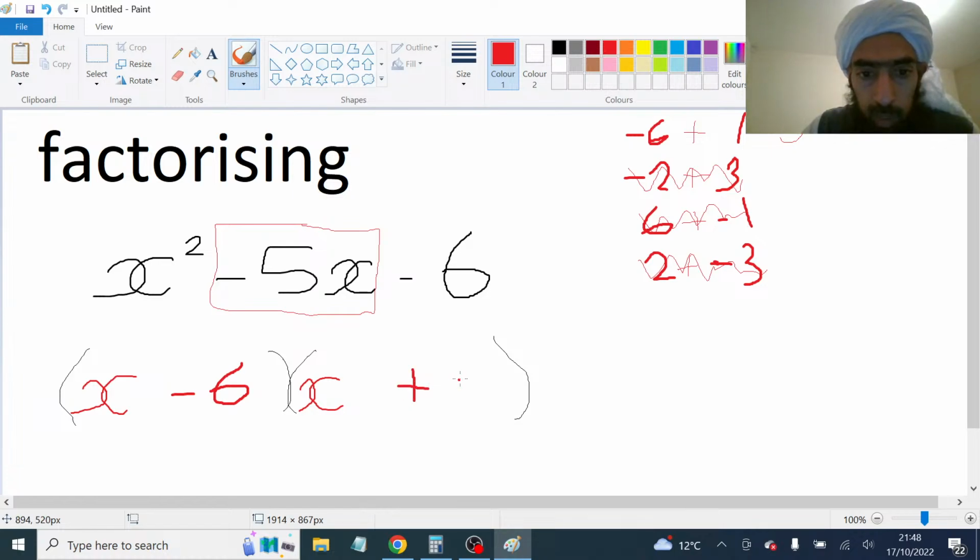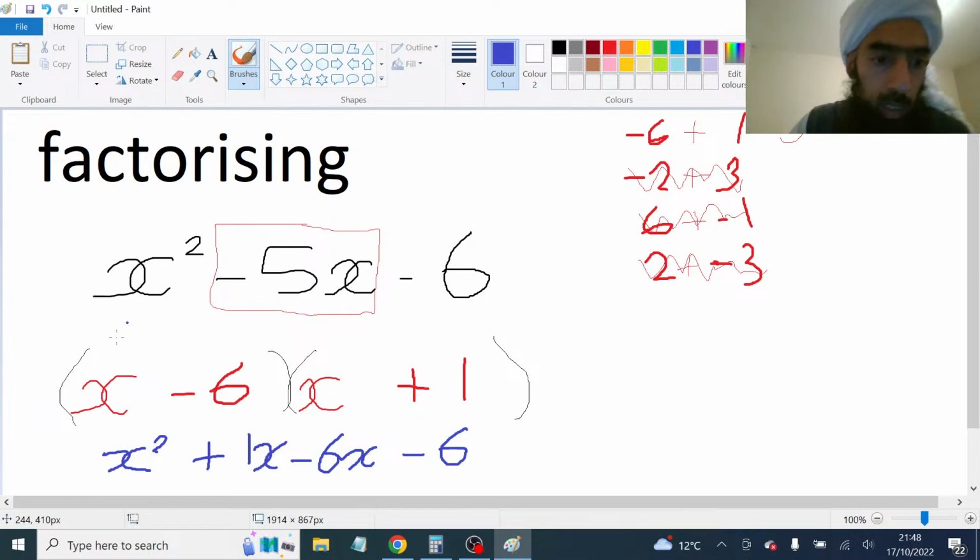And what you'll find is that if you do expand out this pair of brackets, you'll end up with exactly what you wanted. So x squared plus 1x minus 6x, and then minus 6. Simplifying the middle, you end up with the minus 5x that you need. Everything else matches. X squared matches and minus 6 matches.